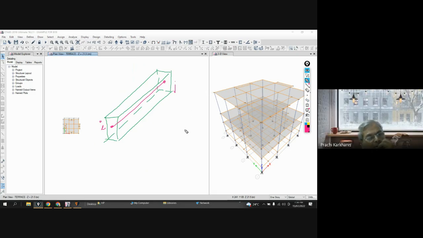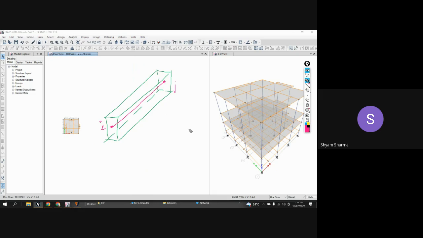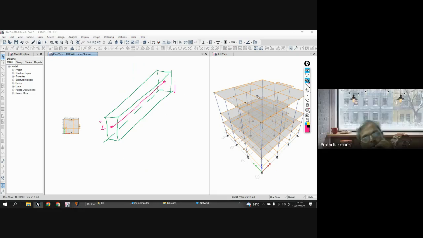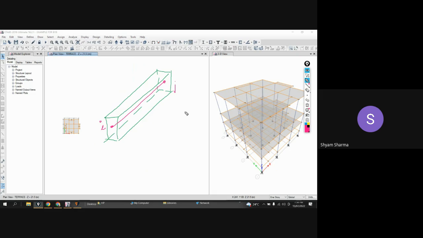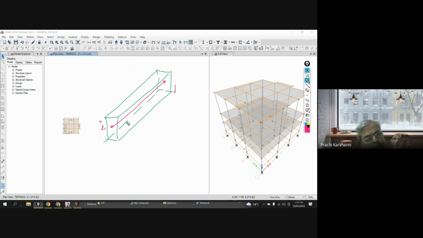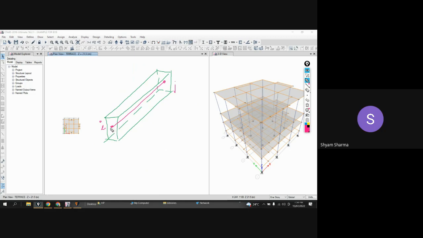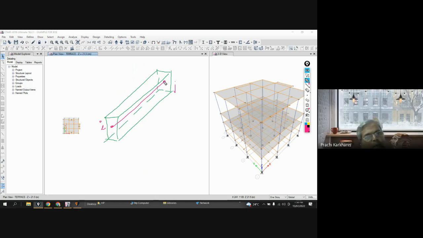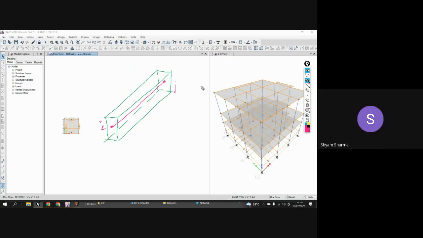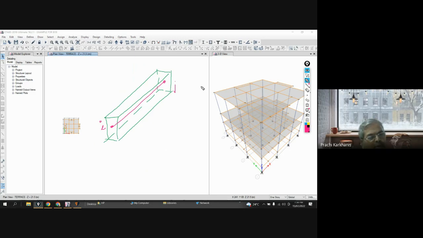Sir, in the ETABS model we are building, it is only joining the axis, the longitudinal axis, this red line, right sir? Yes, this is one point and this is another point. The first point I'm calling I end, and the second point I'm calling J end.